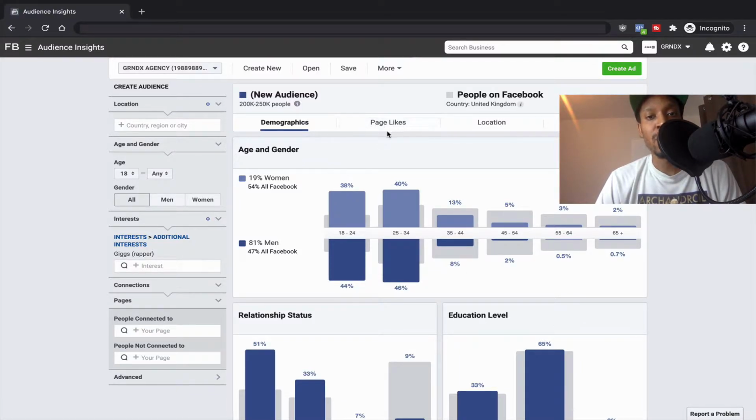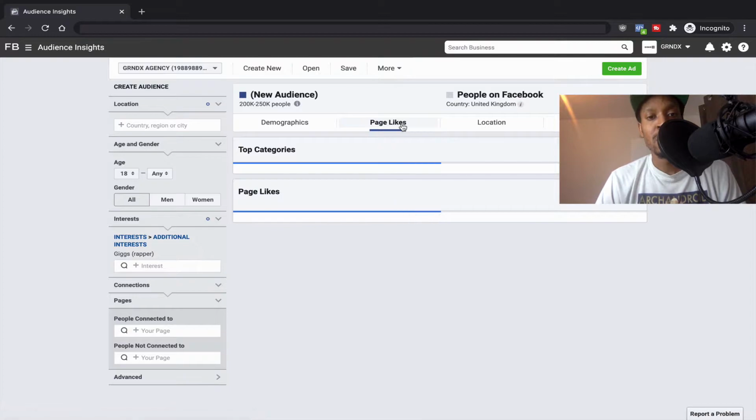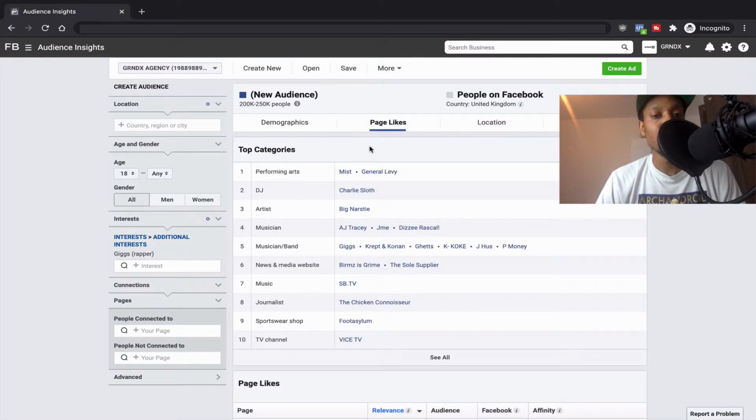Then the next button that you want to click is page likes. So this is the section that tells you all the top categories that are highly related to the keyword gigs. So it's saying when we typed in gigs, the other pages that we could find that these people are also liking as well is performing arts, DJs, artists, musicians. Since we typed in a musician, we're going to be looking for other musicians to type in as well and see whether we can find them inside Facebook's database to target them.